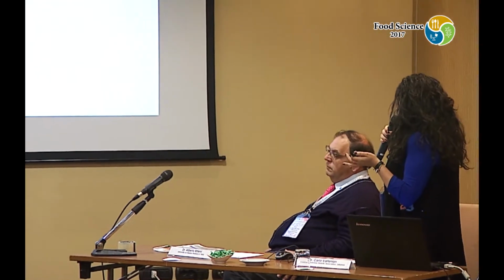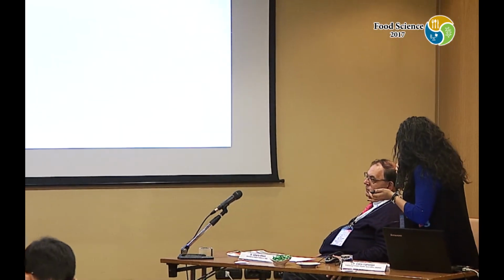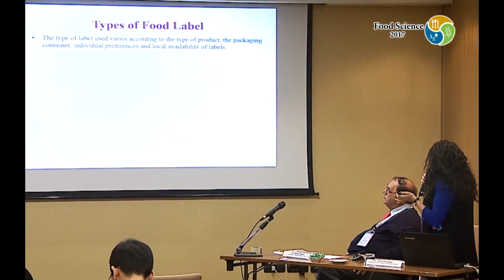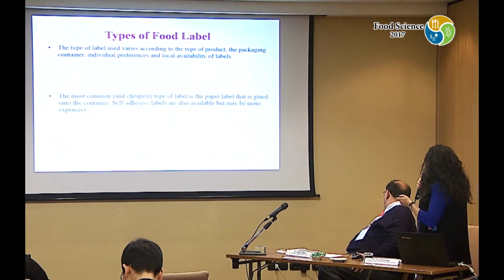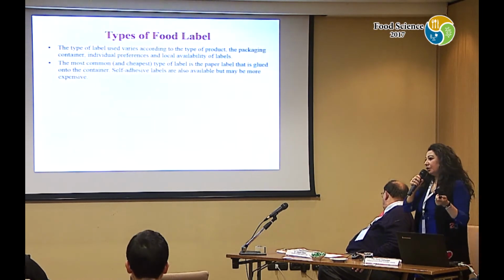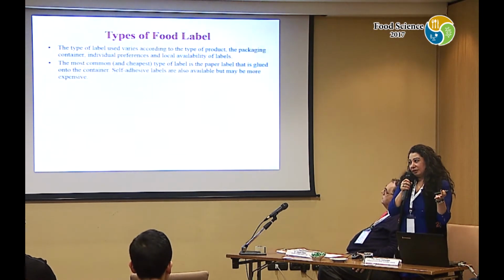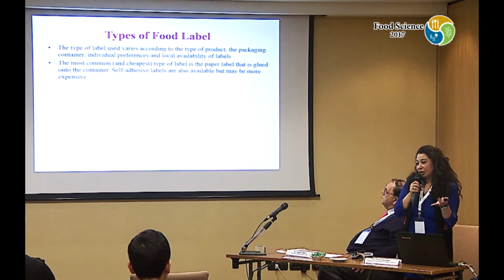What about the types of food label? I'm going to end my presentation by talking about the general, simple thing. Sometimes we have to have a sophisticated label to attract the consumer. But the type of label used varies according to the type of food, the packaging container, individual preferences, and local availability. Of course, you cannot make every consumer happy. Sometimes you have colors that are disliked by some people and very much liked by others.